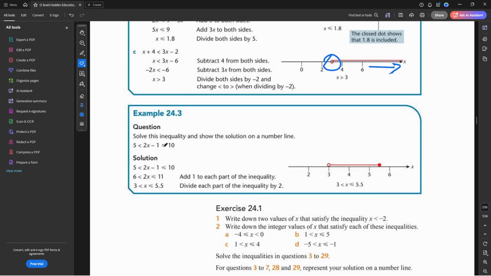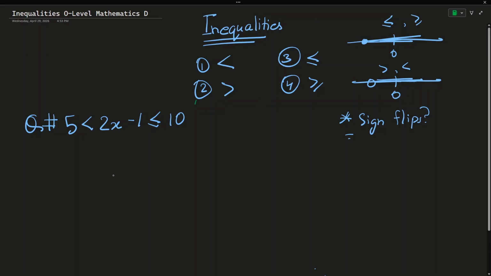Now we can also solve expressions like this where they contain two inequality signs. Okay, so let us solve this inequality. For this type of inequalities, there is a method. You can't really just solve both the inequalities together. You have to divide the inequalities into parts.